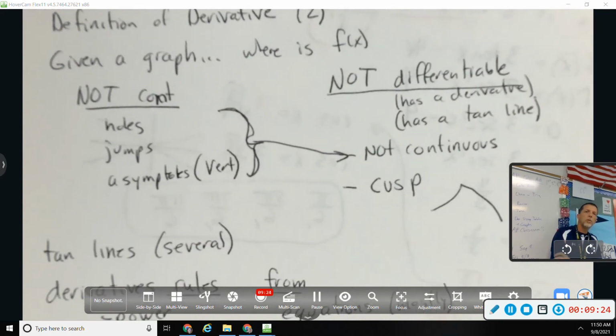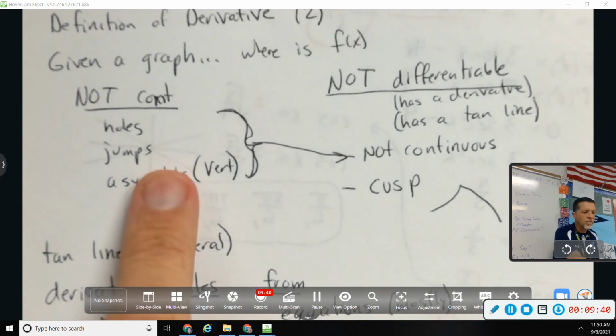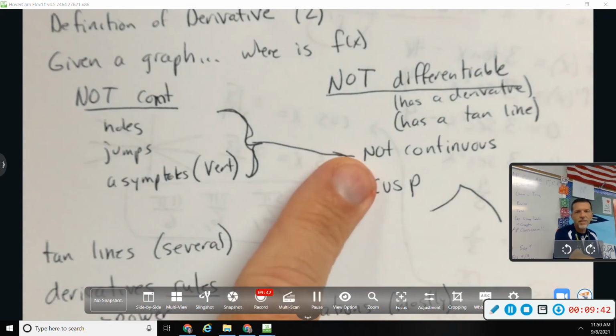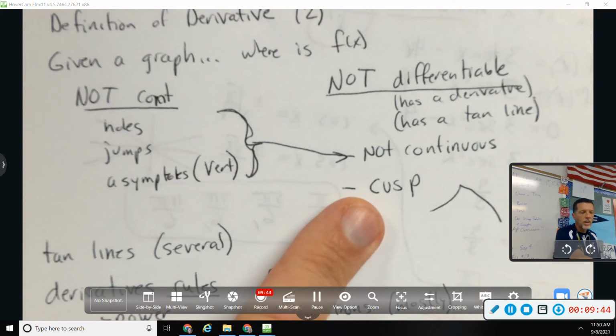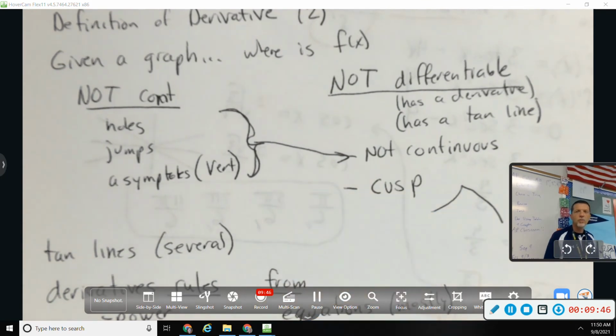There's a couple questions about where is a graph not continuous, not differentiable. That's what we looked at on number 2 and number 3 on the review. So not continuous at holes, jumps, and asymptotes. Anywhere it's not continuous, it's not differentiable. There's a cusp, that's not differentiable.